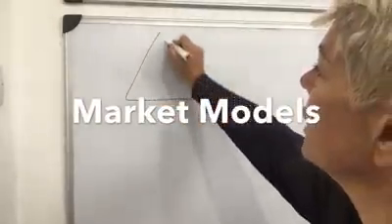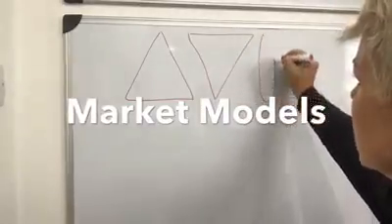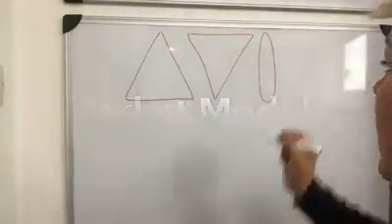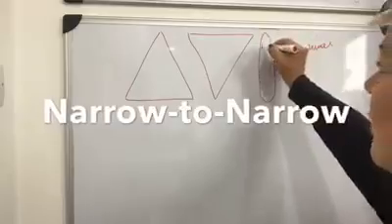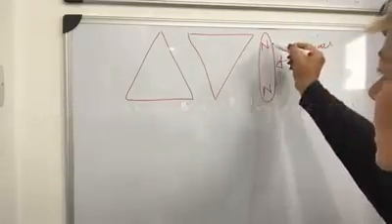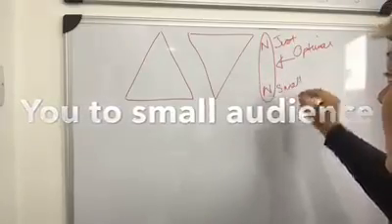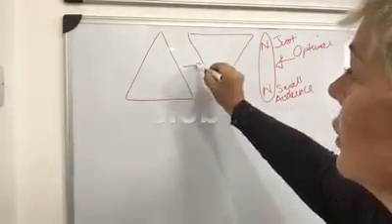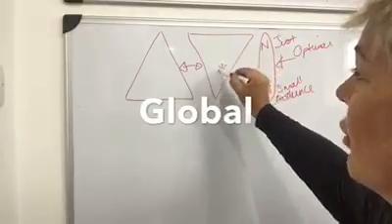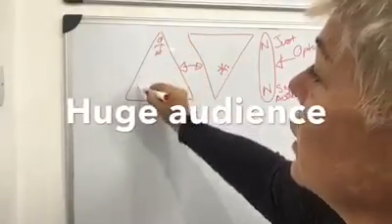There's 3 different ways to approach a marketplace. You've got this little diagram, you've got this little diagram, and you've got this little diagram. And when we're looking at online, this is our optimal. Why? Because it's narrow to narrow. In other words, it might just be you to a small audience, which is obviously a niche. The reason that these don't necessarily work online, although this is the slightly better option, is because of this global marketplace. So this is you to a huge amount of people.